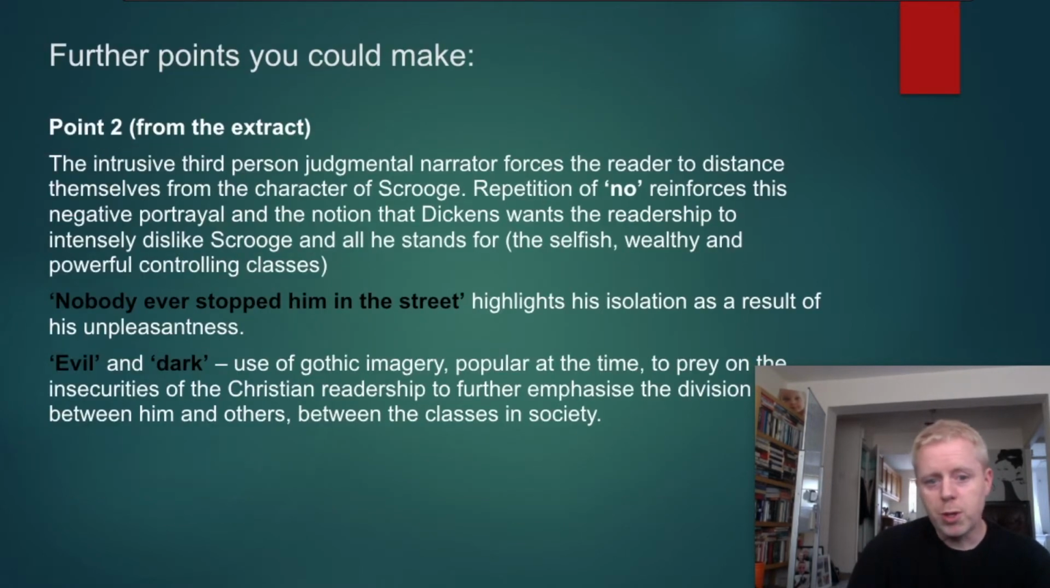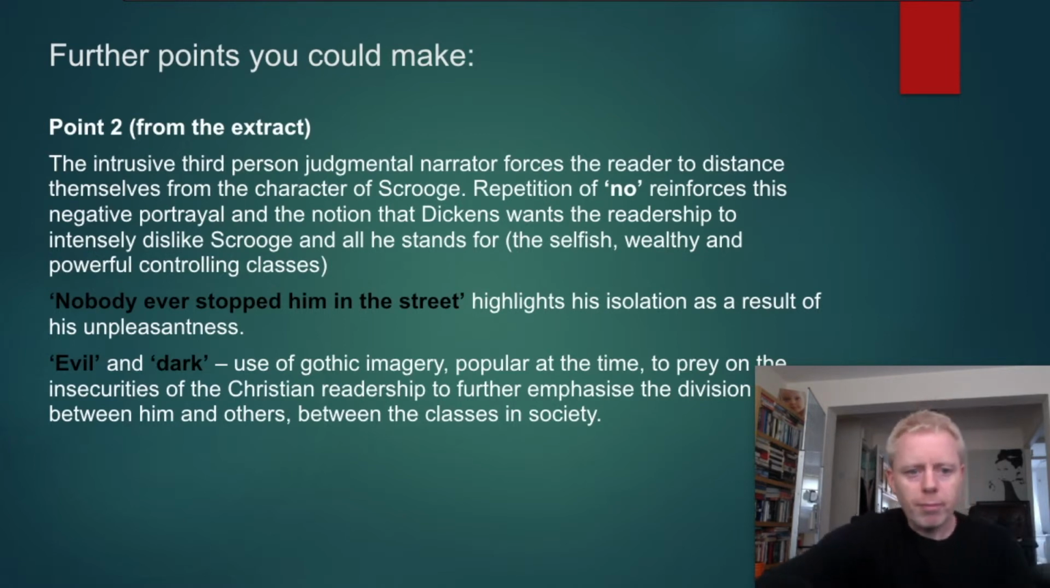Here's a second point you could make. Now, I've not written it for you. You've got to do a little bit of the work yourselves. So the intrusive third-person judgmental narrator forces the reader to distance themselves from the character of Scrooge. Remember, Scrooge is an outsider, so the greater distance we have, the further on the outside he is.